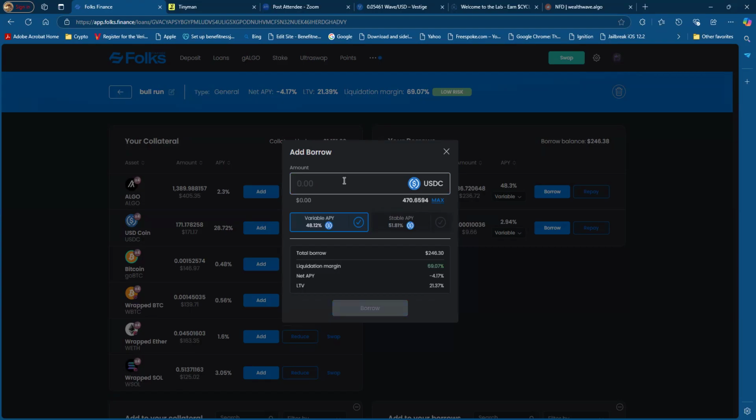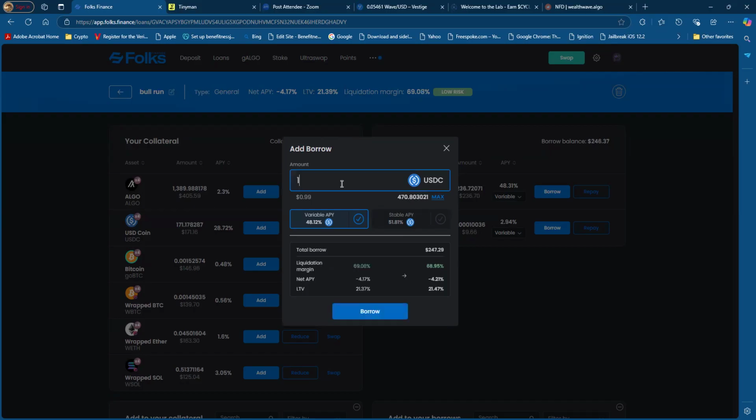But I keep my loan on Folks Finance like that in case, kind of like a backup plan. But really it's so I have assets available to build my asset and cycle and, you know, depending on the market, if that makes sense.